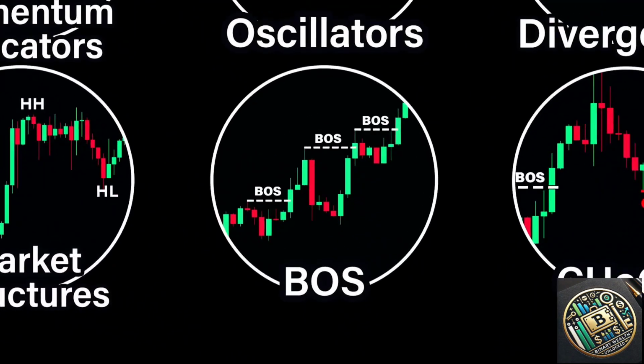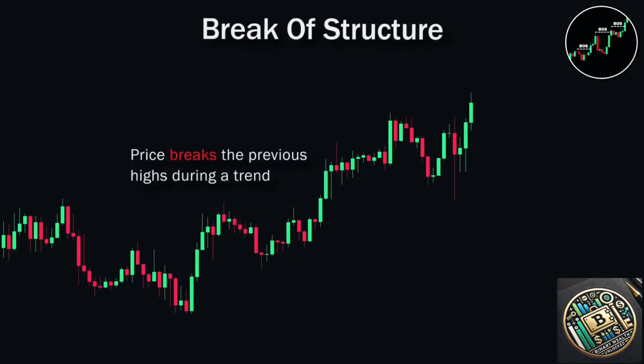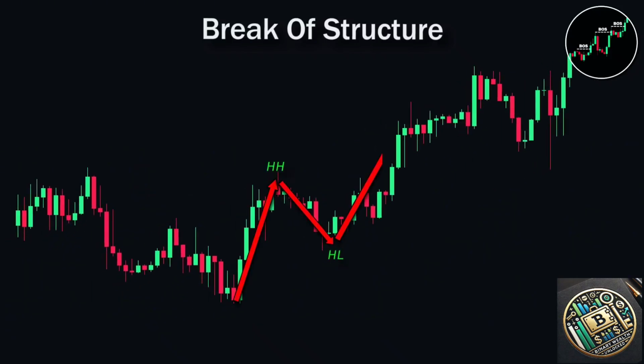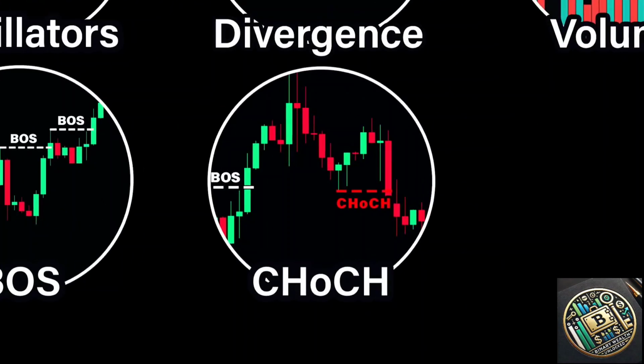Break of structure. It is when price breaks the previous price peak during a trend. For example, if the price forms higher highs and higher lows, this break of the previous highs is called break of structure.